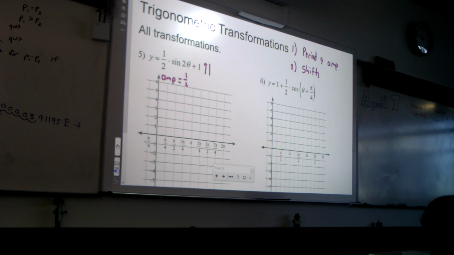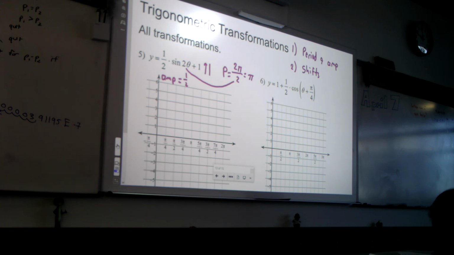The phase shift will be more over here for adding or subtracting. If we're multiplying, that's going to be the period, which is 2. So we're going to do 2 pi over b, and this number is that. So David, if I do 2 pi over 2, what is that going to turn into? Just pi. So our period is pi, our amplitude is 1/2, and then we're shifting it up 1.